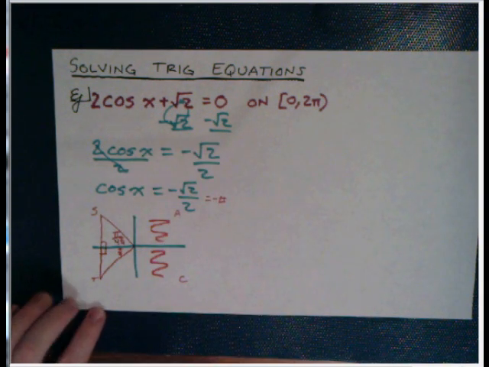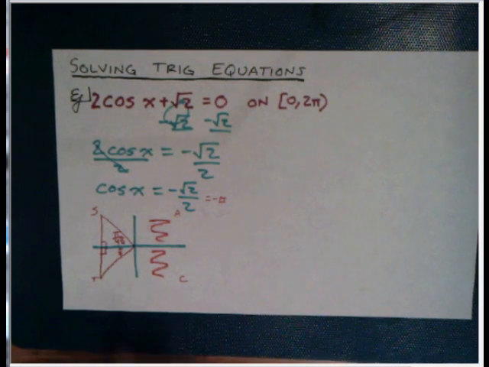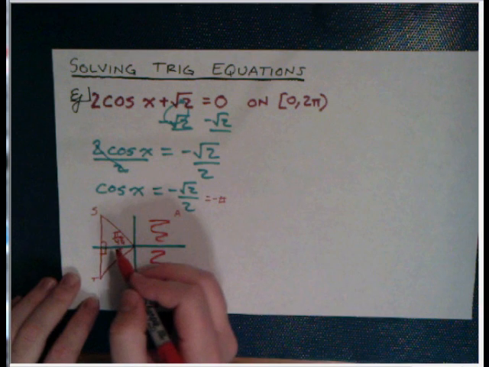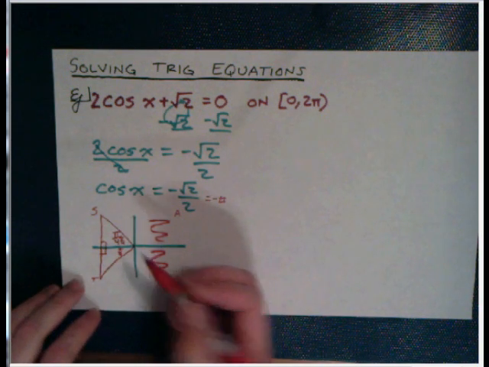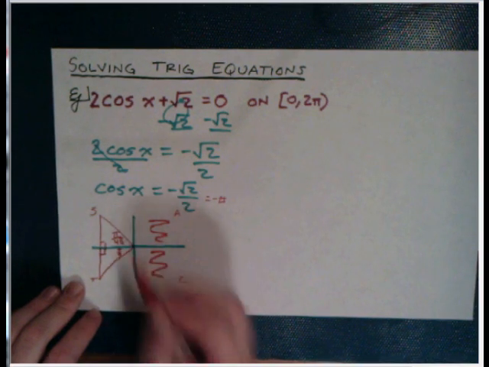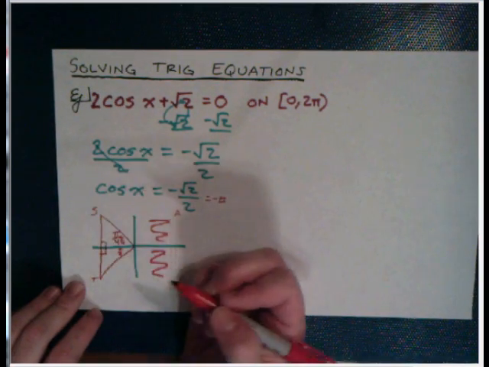Okay, so each one's pi over 4. Now, in order to figure out what those two angles are that have cosine equal to negative root 2 over 2, I've got to actually look at my picture and figure out where those reference angles of pi over 4 are in relation to the entire thing. So I think I probably just botched that explanation.